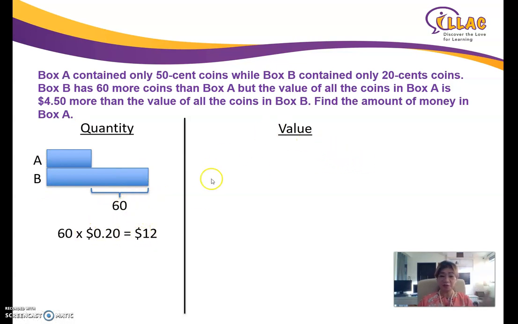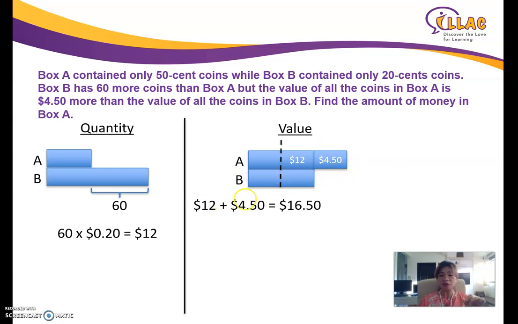And now we can run to the value side. Okay, value side is A and B as well, but the difference between them is $4.50. It was mentioned in the question, correct? Okay, but the thing is, you also know that there is a difference of $12 because there is 60 coins more in terms of 20 cents that is made up of $12. That will be a difference inside the B, isn't it? So if B has a $12 difference, A will also have a $12 difference, considering that everything in front will be the same, because the difference between them, this total difference, is actually made up of the 30 cents between them, the 30 cents difference between them.